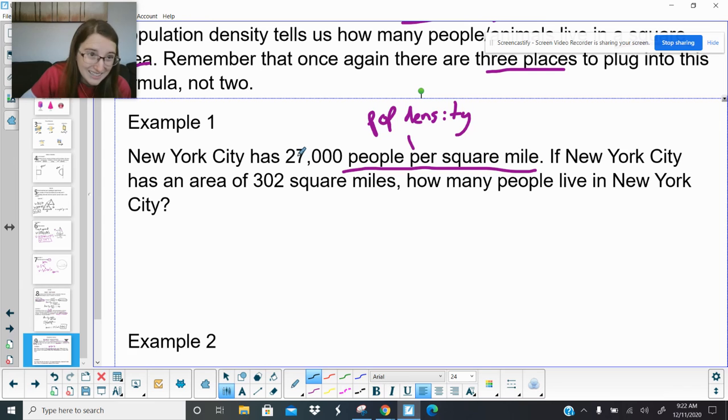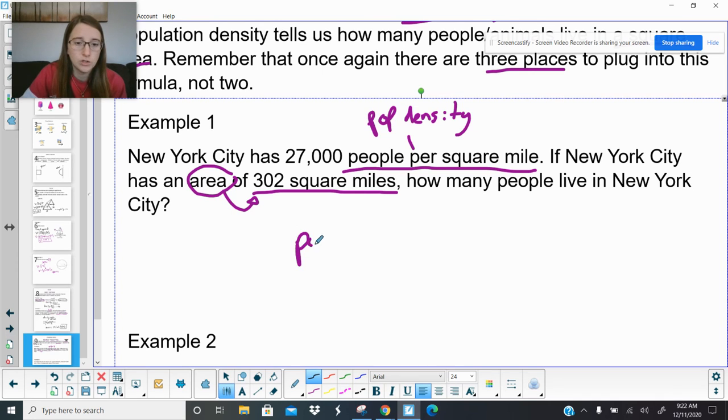This is a lot of people. Again, 1 square mile is from 19th Ave to the freeway, and then Bethany to Glendale. That's 1 square mile, 27,000 people. Can you imagine living in just that little area? Now, if New York City has an area of 302 square miles, hey, area. How many people live in New York City total? So I want you to try this again using the population density formula.